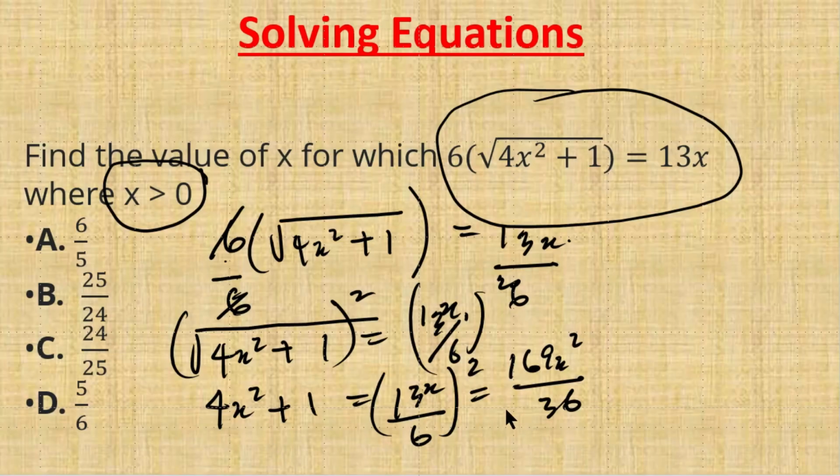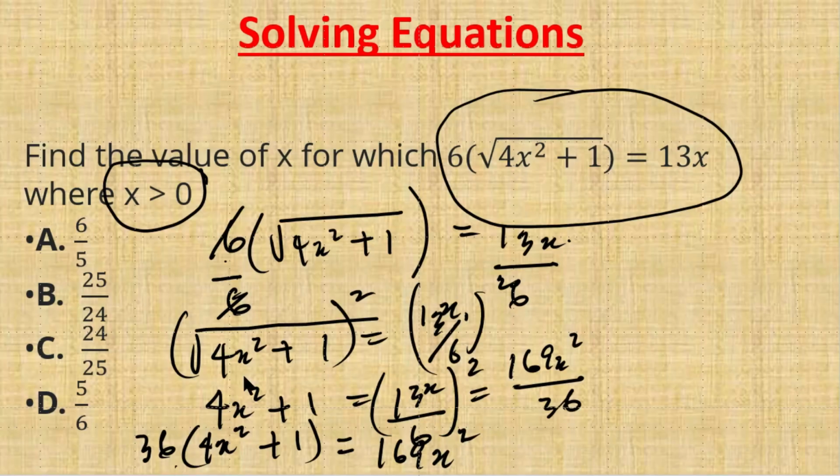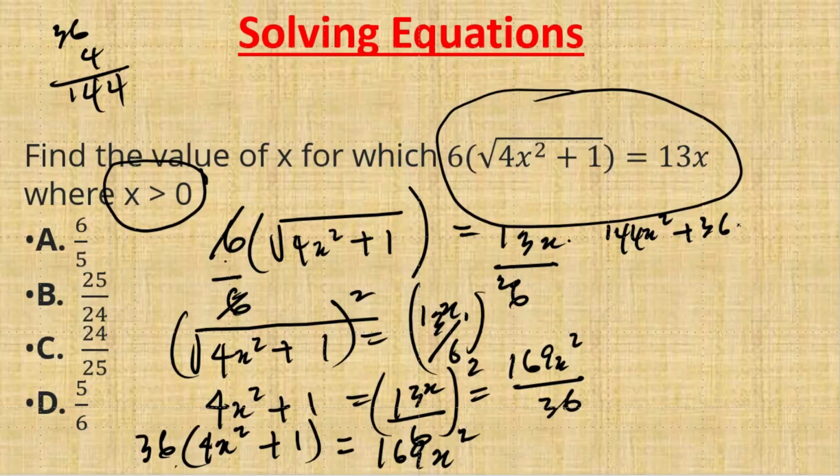Now, if 4x squared plus 1 equals 169x squared over 36, then I can cross multiply: 4x squared plus 1 times 36 is the same thing as 169x squared. Now let's open this bracket. 4 times 36, that's 144. So I have 144x squared plus 36 equals 169x squared.